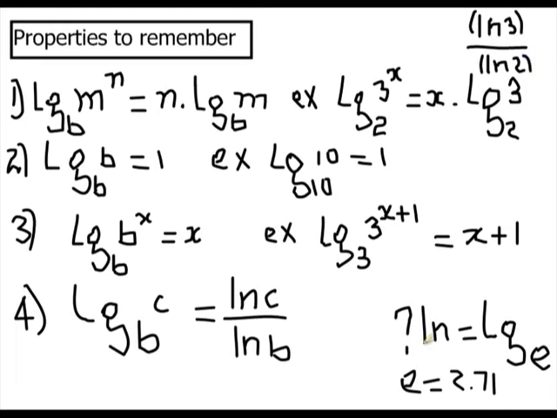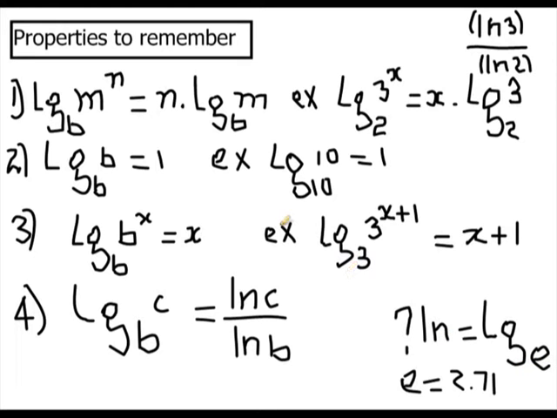Okay, remember ln is log base e. This is the natural logarithm. That means the base is 2.71. It's also a logarithm, but the base is e. But most of the time we don't write log base e, we just write ln.